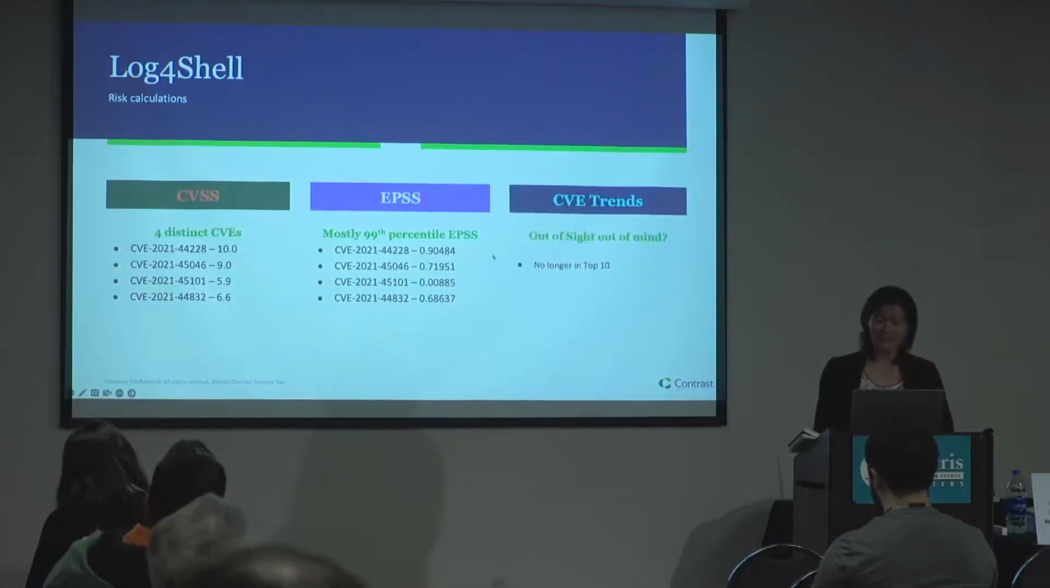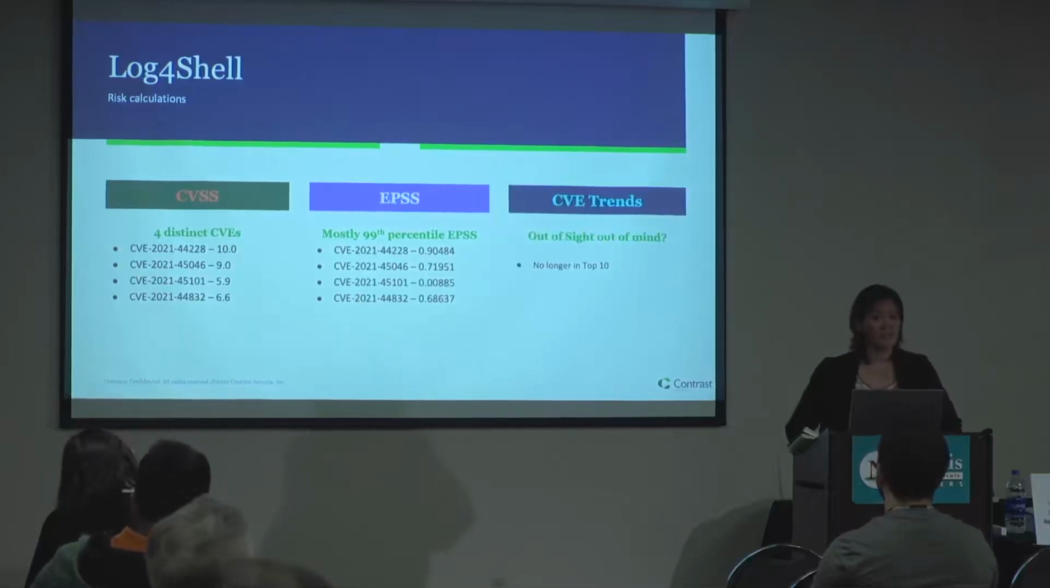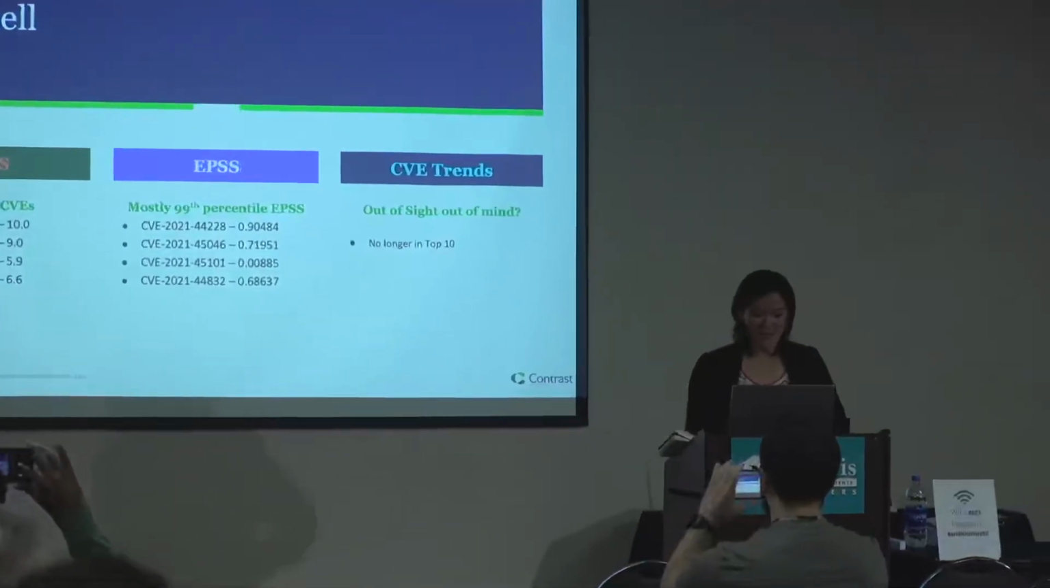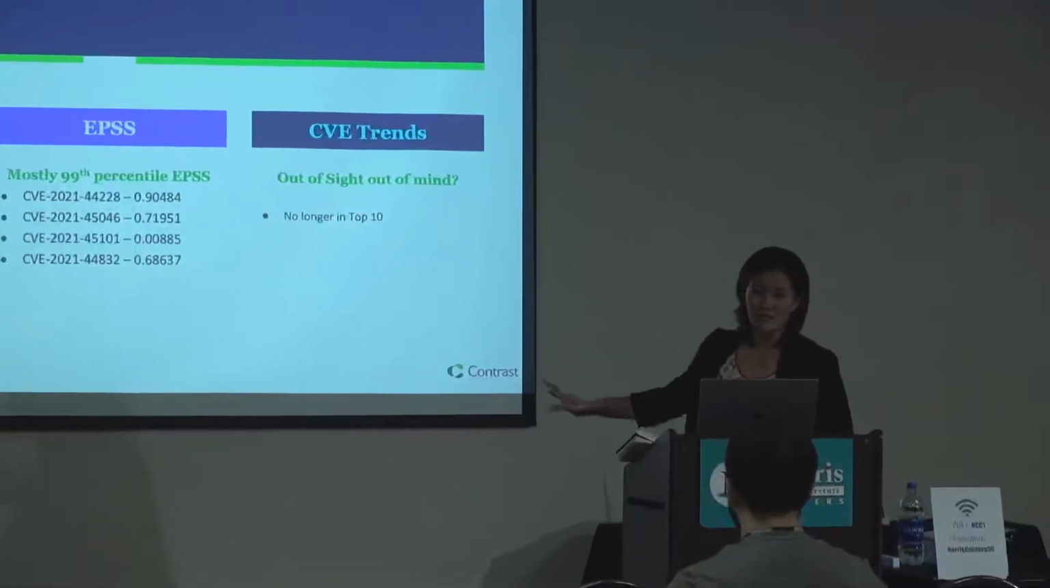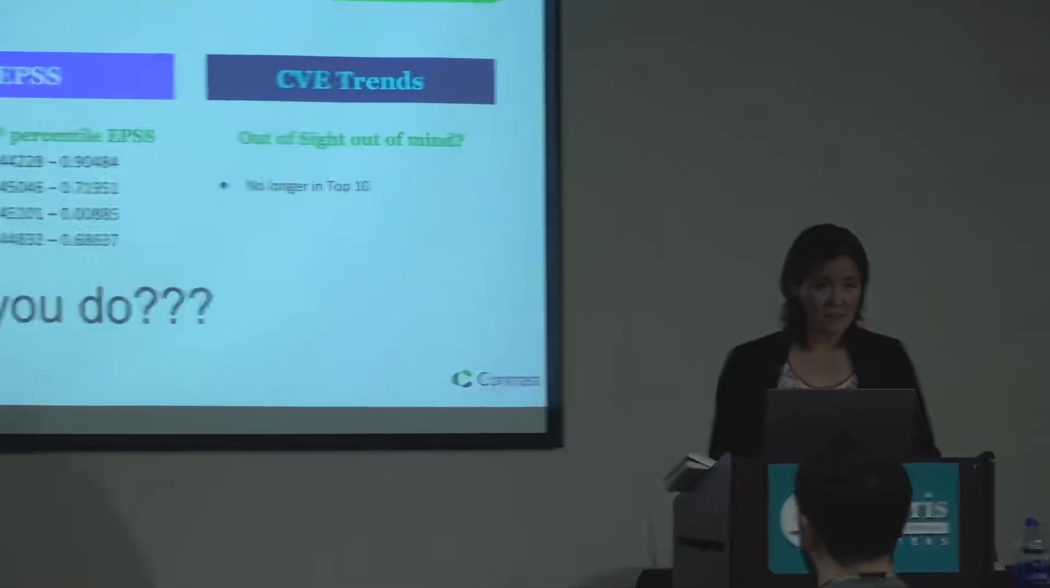And CVE trends, interestingly, would not have told you this because as of today, it no longer shows up in CVE trends because other hot news, the new hotness, has taken its place. So you can't rely on any one of these verticals alone. You need to put them all together and tell that story for your developers. What would you do?